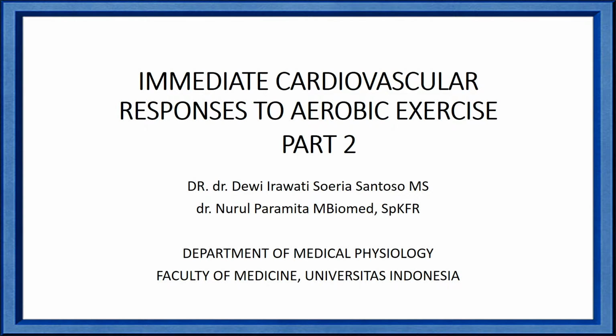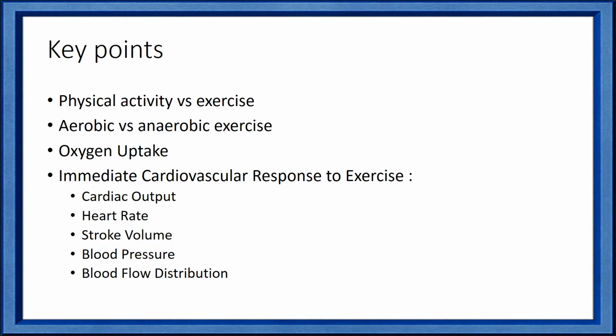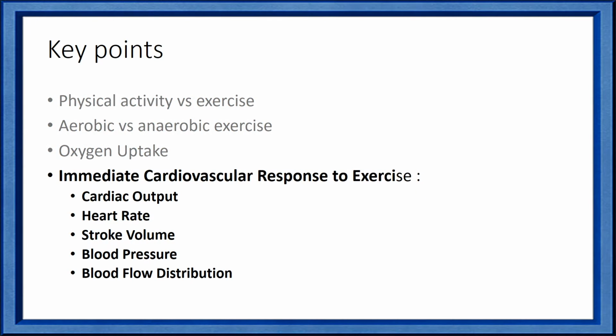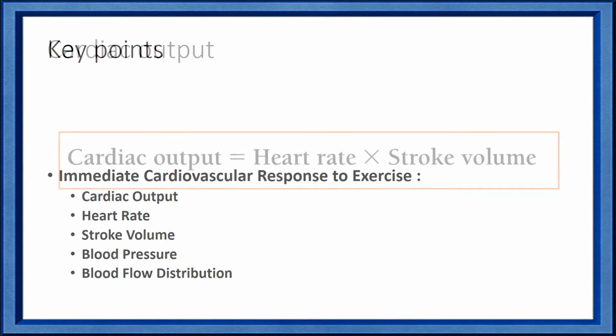This is the second of two parts video that will discuss immediate cardiovascular responses to aerobic exercise. In the previous video, we discussed physical activity versus exercise, aerobic versus anaerobic exercise, and oxygen uptake. In this presentation, we will talk about immediate cardiovascular response to exercise involving changes in cardiac output, heart rate, stroke volume, blood pressure, and blood flow distribution.